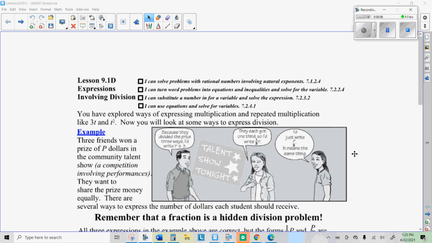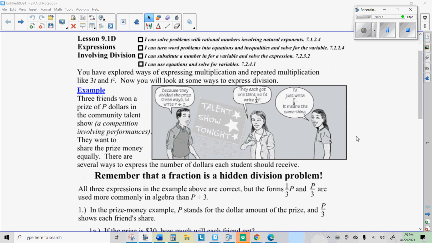It's Mr. Hermanson again. Hey, we're going to do a little bit more with expressions today, particularly ones that involve division. So you have explored ways of expressing multiplication and repeated multiplication, like 3t and t to the second. Now you will look at some ways to express division.